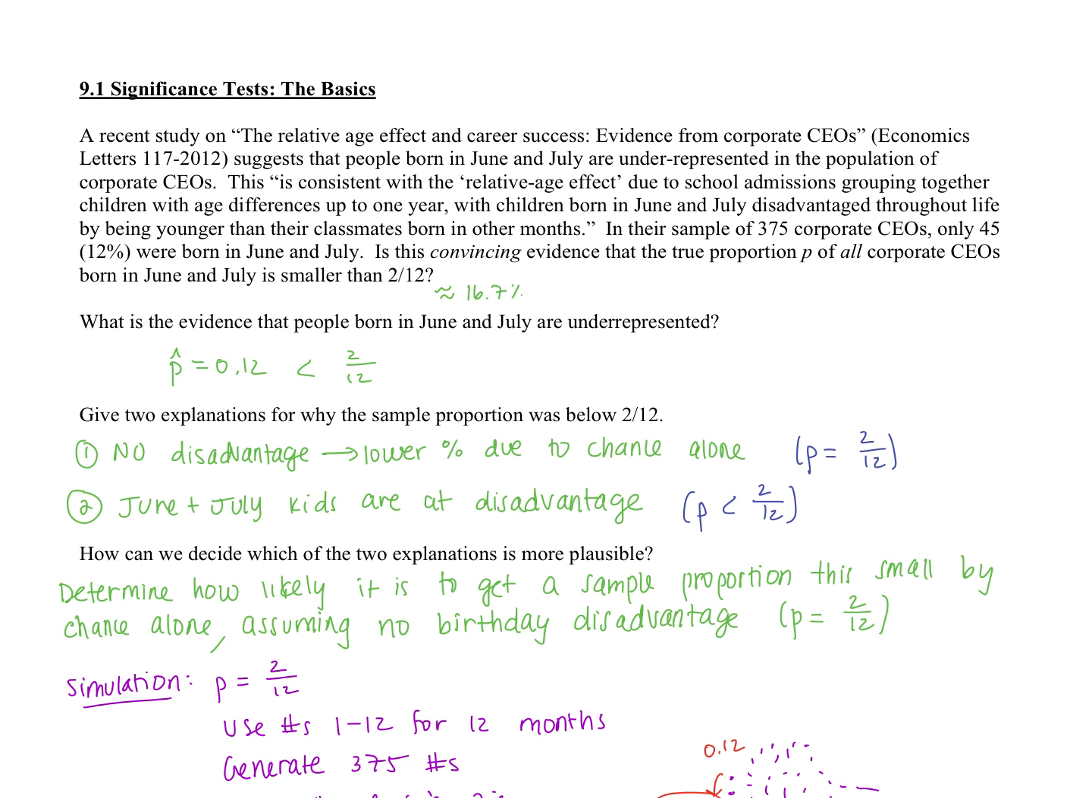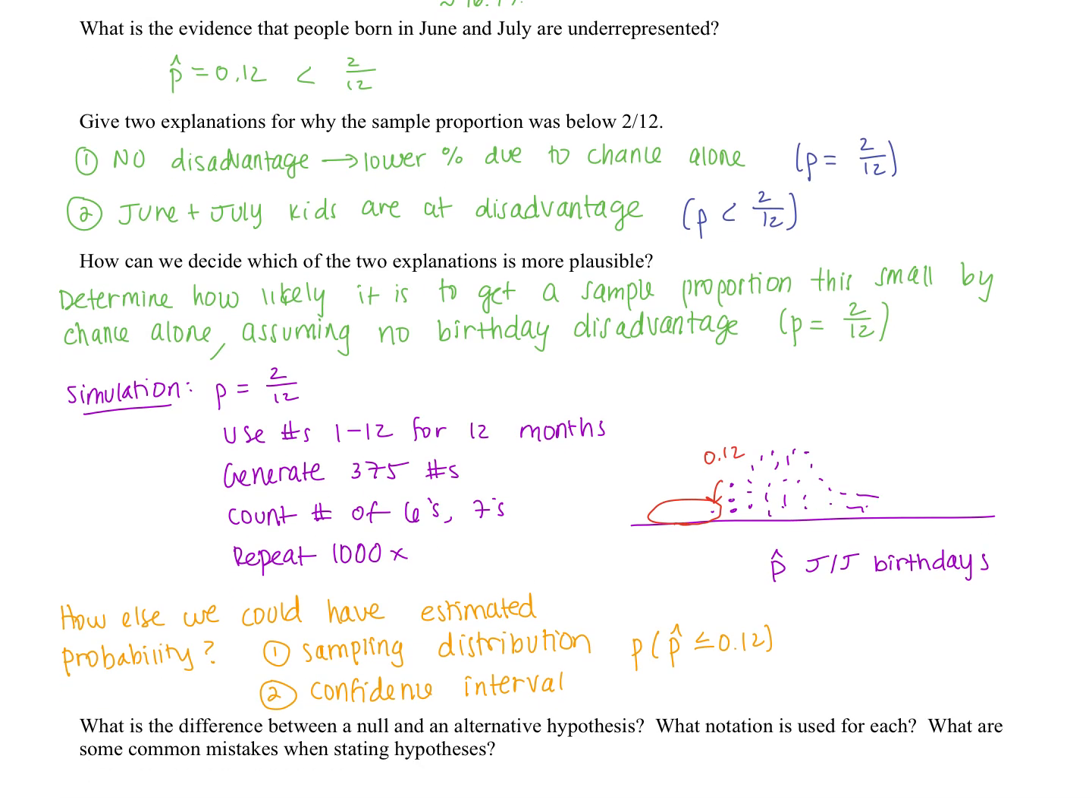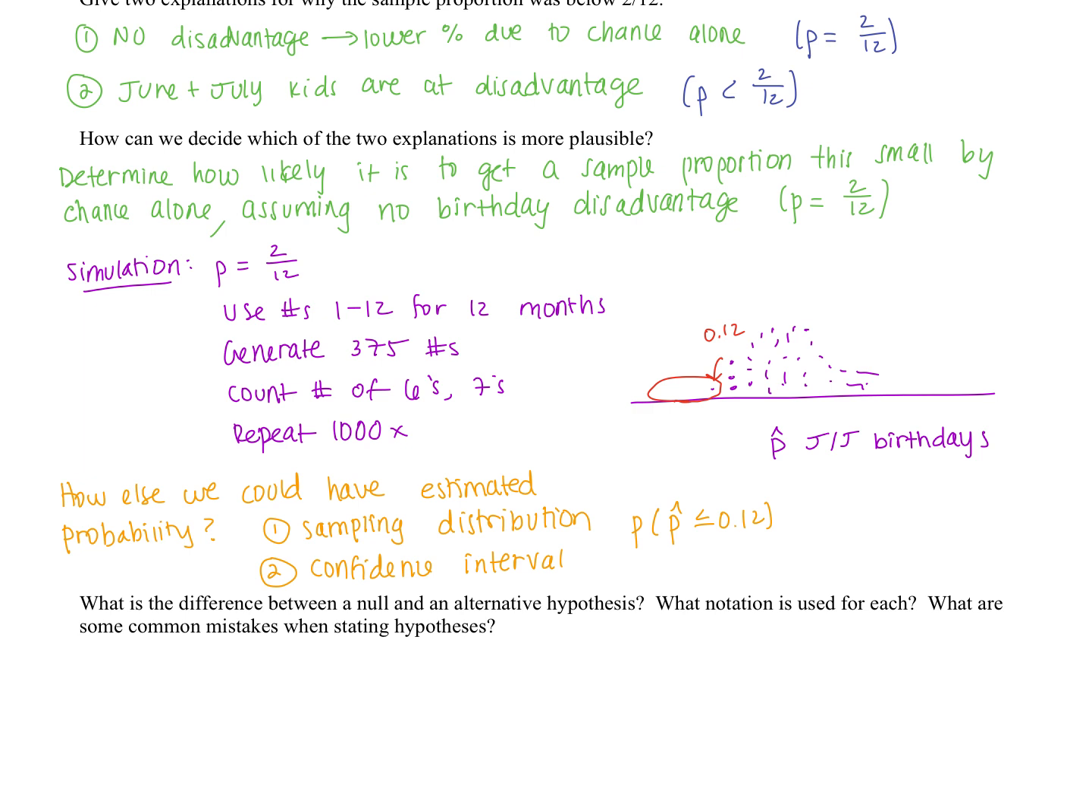To review the basic idea, this was the first example we did. There's some claim. The claim was 16.7%. We took a sample, though, and we got a sample of 12%. And so the question is, why is that the case? Why did we get a sample that was less than what the population claimed to be? And so the idea that we've been looking at is you're going to find what is the likelihood of getting that sample if the null were actually true. That's what we call a p-value.